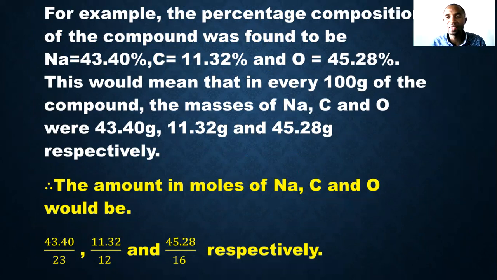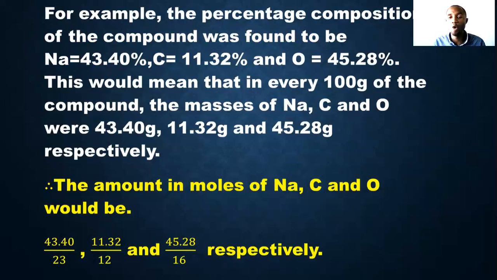This will mean that in every 100 grams of the compound, the masses of sodium, carbon, and oxygen were 43.40 grams for sodium, 11.32 grams for carbon, and 45.28 grams of oxygen, respectively. That is what it means.